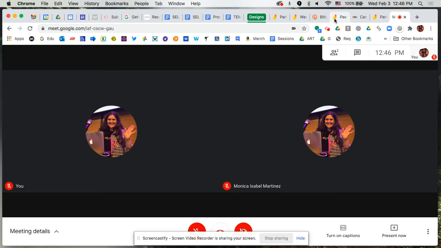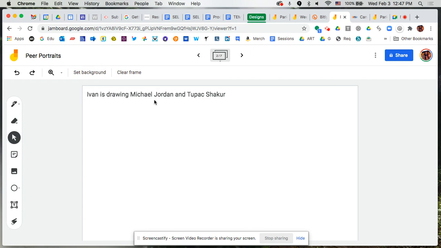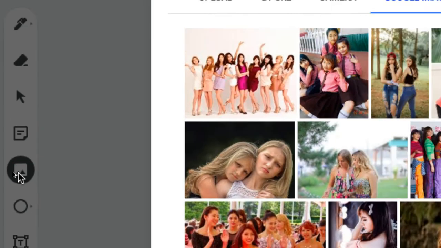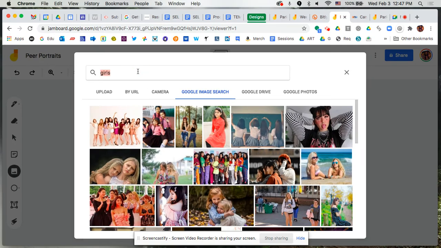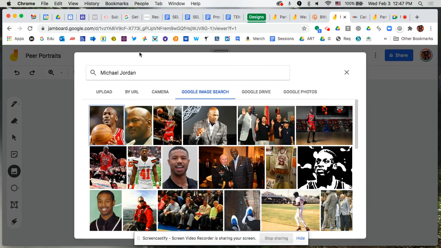But again, if that is an issue with your students, if you know this is going to be distracting, but you still want to do this activity, then I highly recommend doing professional people. And so your students would go over to the left-hand side. Once they identify who they're going to draw, they go to add image. And so let's just say we were doing Michael Jordan. And so I would look up Michael Jordan, find an image that is a good image for me to use to be able to draw him really well.